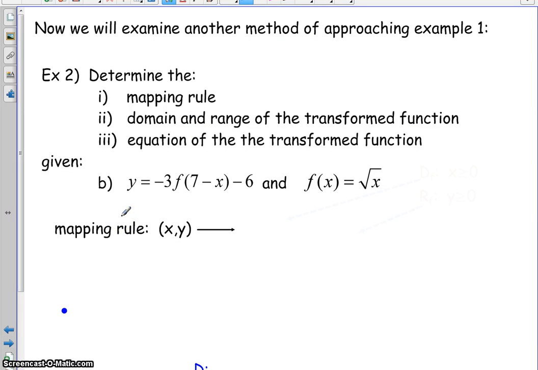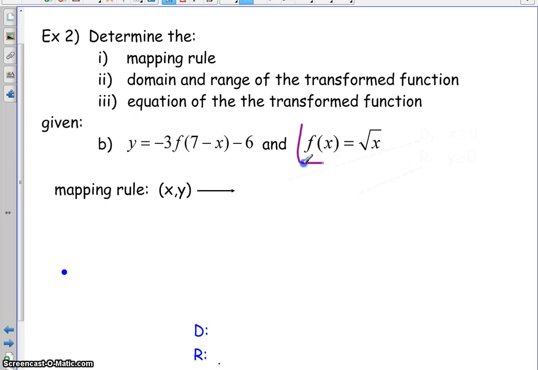So here's another one I'd like you to try. Same principle as the first one here, except this time our parent function is root x. So I'm going to let you think about what the domain and range of that one are. Find a mapping rule and use that mapping rule with your original domain and range to find out your new domain and range. So give that a try and push play when you're ready to go through it together.